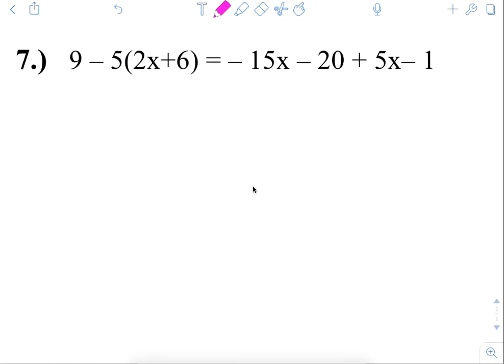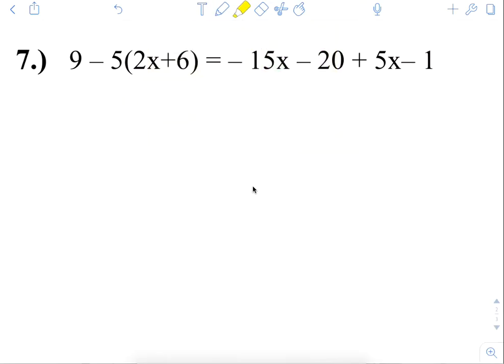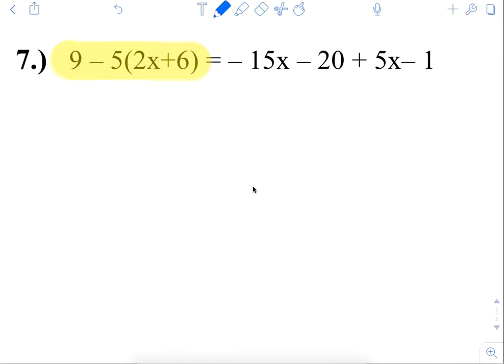All right, we have one more equation, and then we are done with notes for today. All right, we got this big long thing over here. Anything I can simplify? Yeah, definitely can distribute. Make sure you're distributing the 5 with his negative, so negative 5. Negative 5 times 2x is negative 10x. Negative 5 times 6 is a negative 30. That 9 has not been used. What can I distribute on the right?